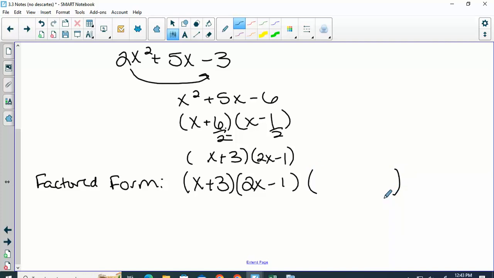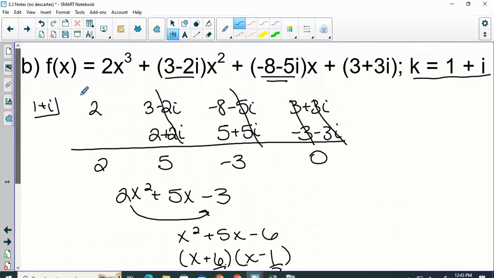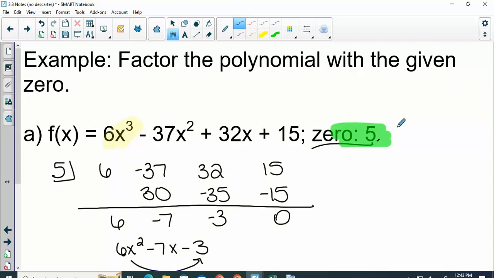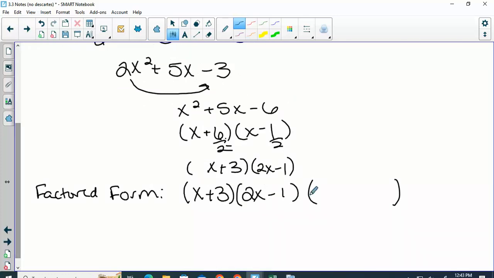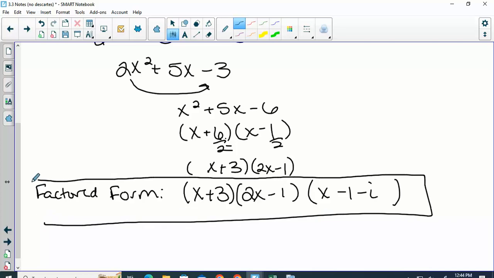I need one more. This is the one that kind of gets people. You always do the opposite. So right here our 0 was 5, so we did x minus 5. Here my 0 is 1 plus i, so I need to do x minus the 1 plus i. So what would I have to do with that negative? So it's x minus 1 minus i. Okay. Is that okay?